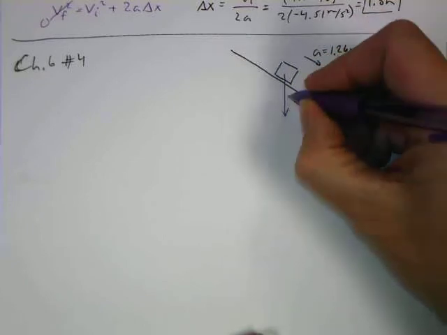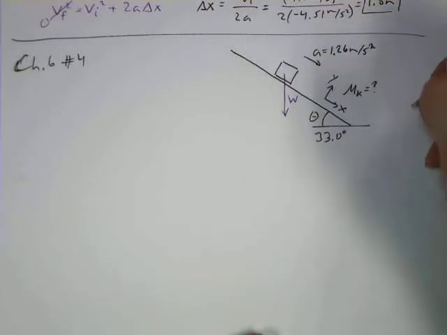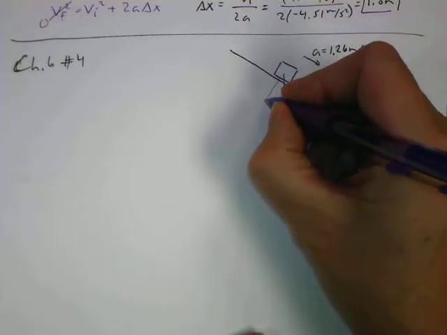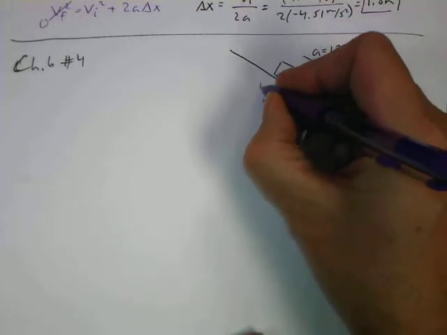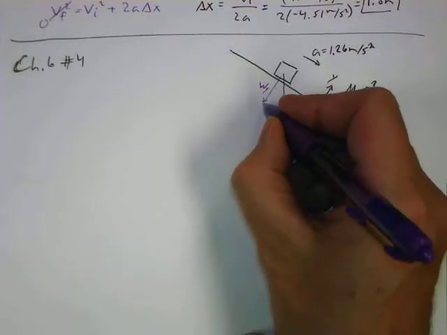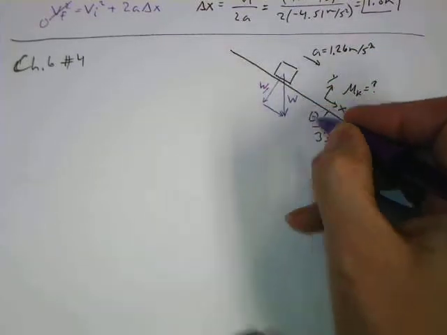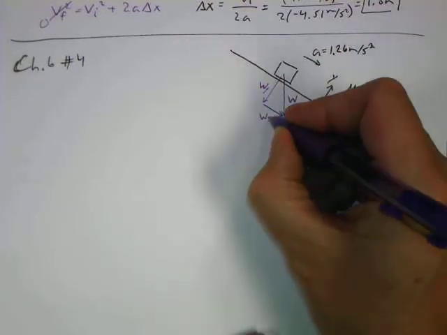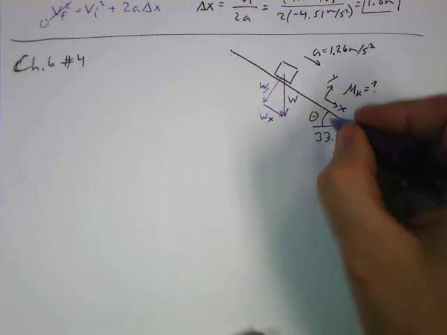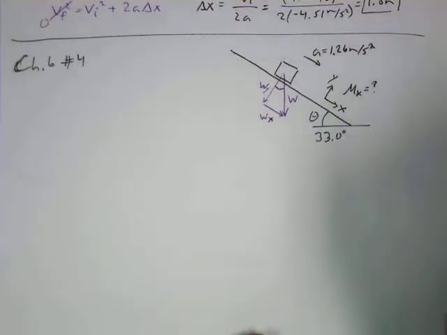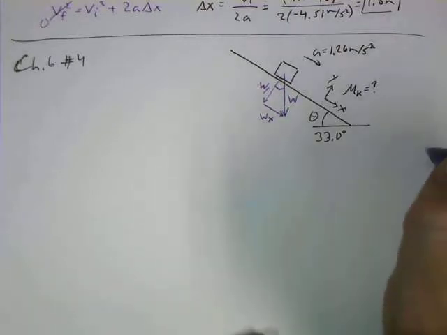Now, we have our forces here. We have our weight in the downward direction. We have our component of weight, which is in the y direction, which is perpendicular to our slope. We have our component of weight going in the downslope direction, which is w sub x. Our angle, due to symmetry, goes up here. That is the same angle as this one down here. I'm not going to squeeze 33 degrees in there.